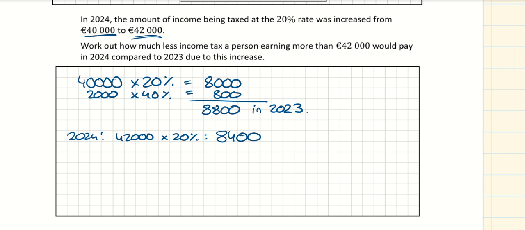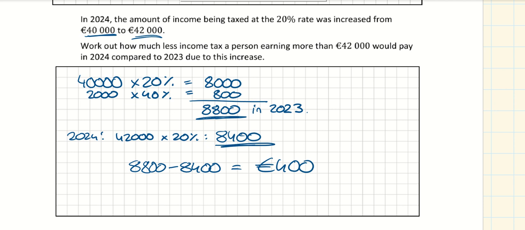So we can see the difference. If that was 2023, this is 2024, just minus them. So 8,800 minus 8,400 means that you're going to pay 400 euro less in the next year. So if such a tax break was given, you'd get 400 euro more.